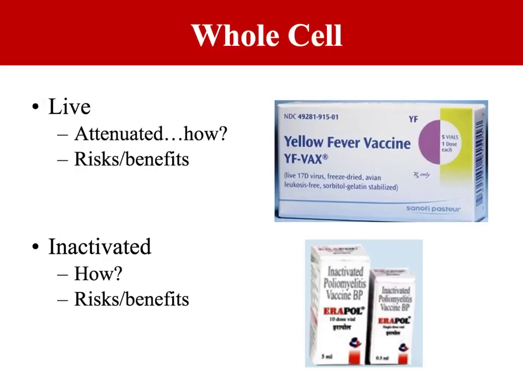Okay, so once again, the idea of how something is attenuated. You can adapt it to cold, or another way of looking at that is you can make it temperature sensitive. You can adapt it to cell culture so that when you then put it back into a human whose cells are quite different from cultured cells, it's no longer able to bind properly, replicate efficiently, et cetera, et cetera.